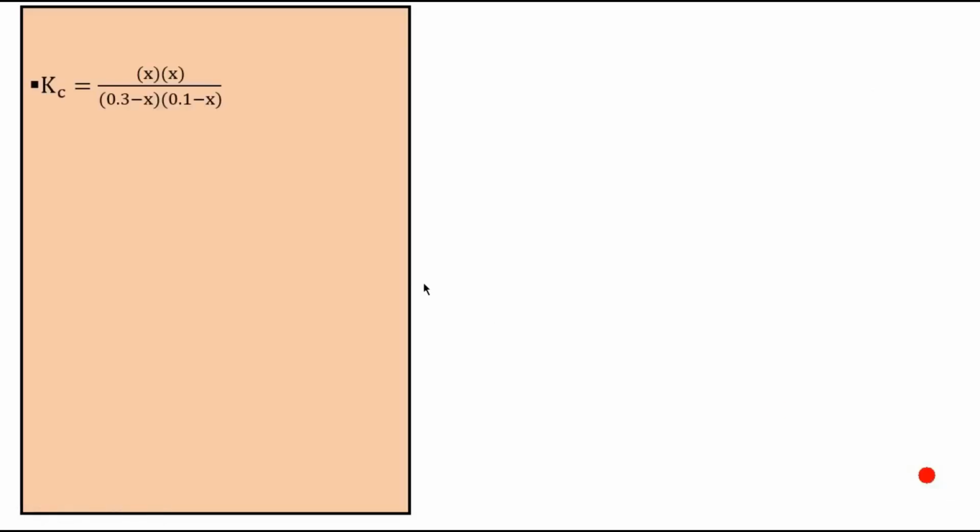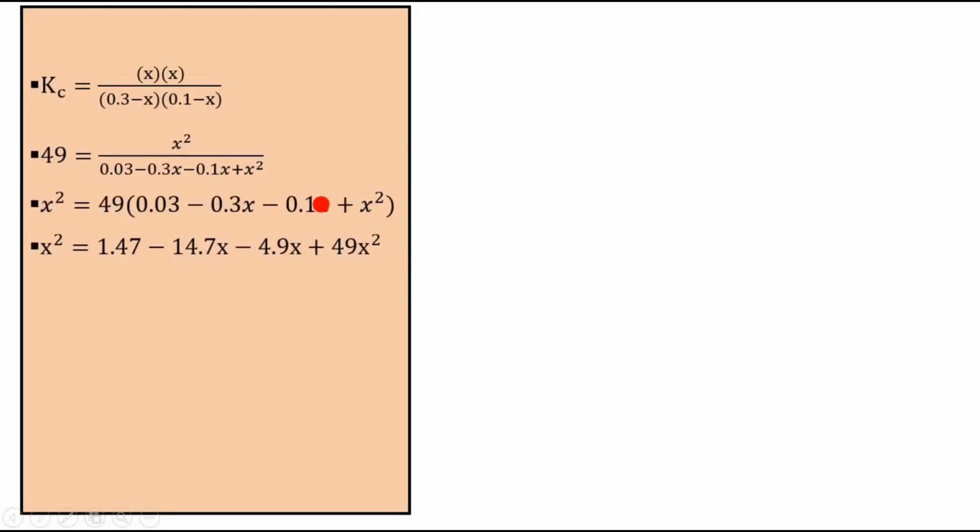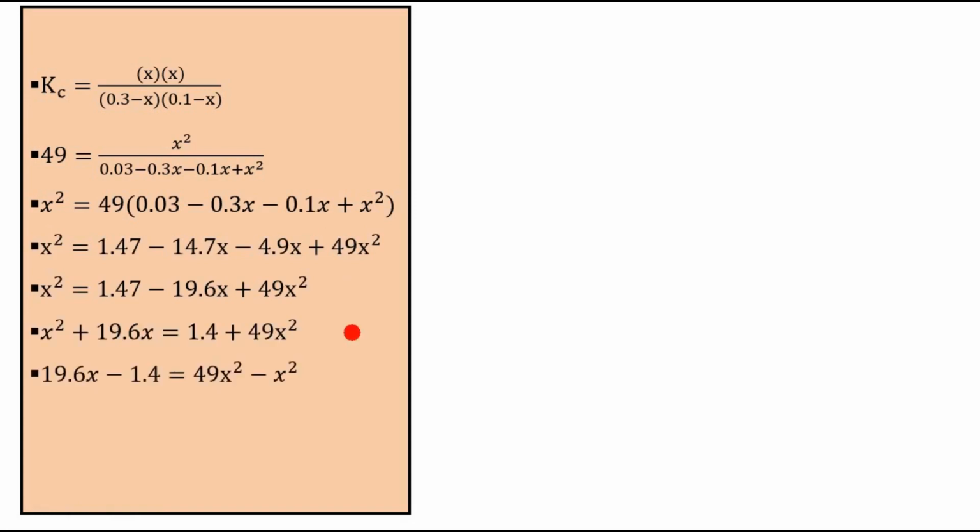So we have this one. After doing several rearrangements, you can see we are using several rearrangements so that we can get a quadratic equation. At the end we get this equation: 48x squared minus 19.6x plus 1.4 equal to 0. Now we are going to solve this quadratic equation.